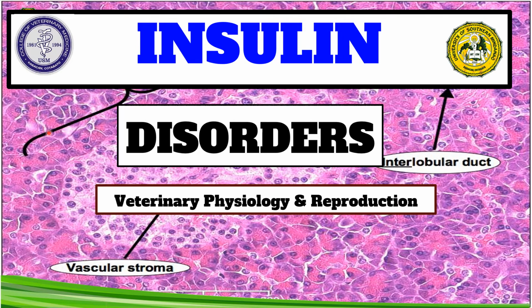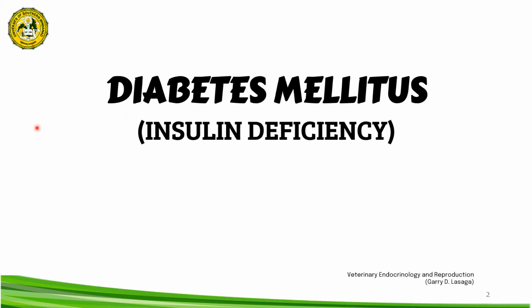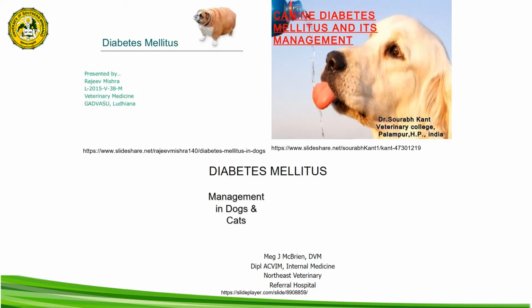So let's now proceed to the disorders associated with insulin production. One of the major diseases associated with the deficiency in the production of insulin is diabetes mellitus. This presentation was developed from these references.